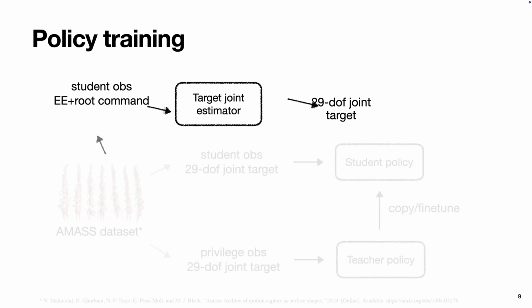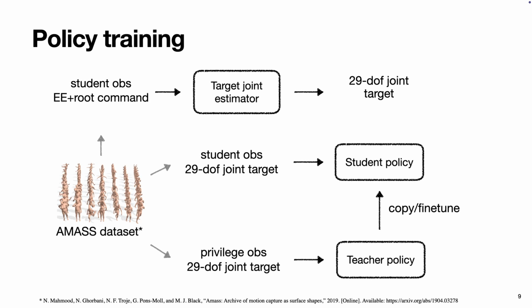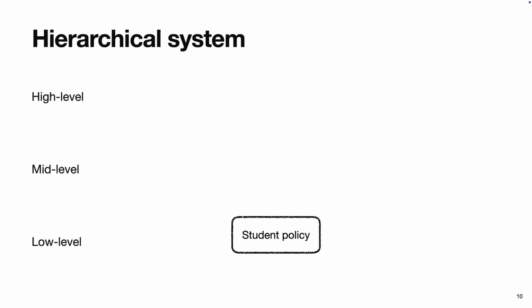With the target joint estimator, we can naturally integrate our method into a standard teacher-student training pipeline. We replace the original whole-body joint command with the End-Effector and root command, connect the estimator output to the student policy, and train them together. In this way, the student learns to produce coherent whole-body behavior from a compact and interpretable End-Effector and root interface, using a curated mass motion dataset for pre-training. Once trained, the student policy serves as a general low-level foundation controller.